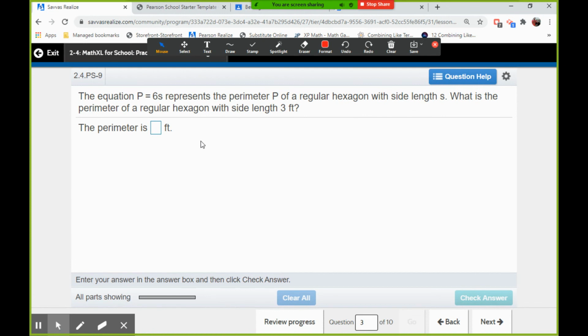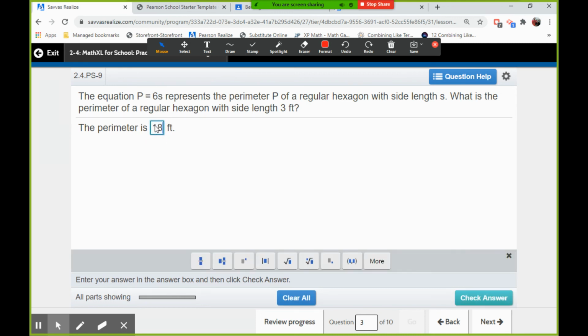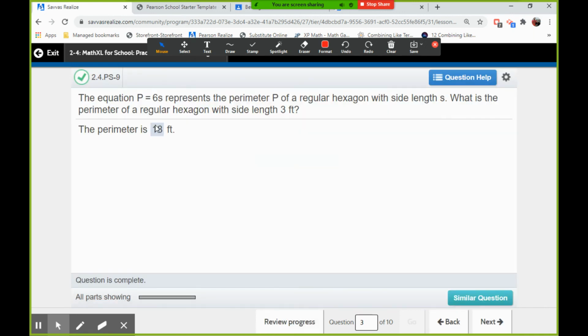An equation, P equals 6s. So this is still y equals kx. They're using different letters. It represents the perimeter of a regular hexagon with side length s. What is the perimeter of a regular hexagon with side length 3? So if they're telling us that the side length is s and that it's 3, we're just plugging that in here. So 6 times 3 gives us 18. All we're doing is, don't be confused by the difference of letters. It's still y equals kx.